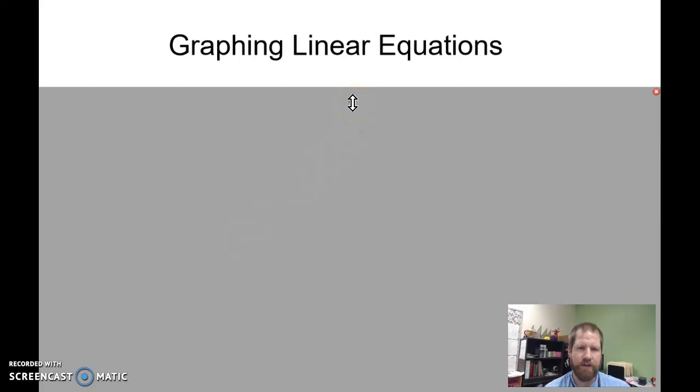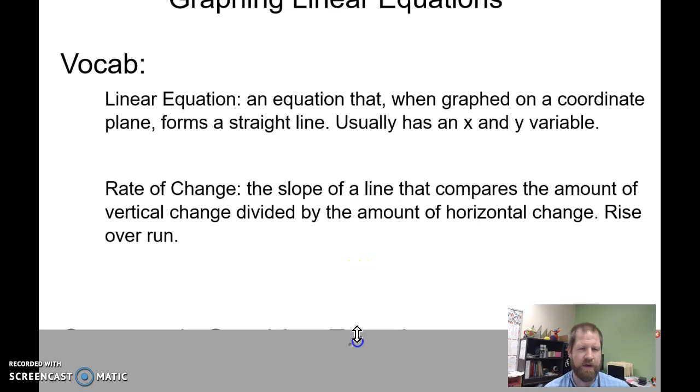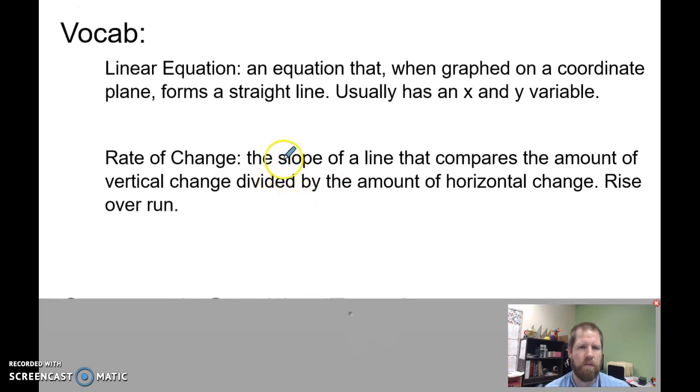Graphing linear equations. Alright, we've got two vocabulary terms. One that we've been using a lot this last chapter because we've been doing systems of equations, and we've been using linear equations for that. A linear equation is an equation where if you graphed it on a coordinate plane, it would form a straight line, and usually it has an x and a y variable. It doesn't always have to have both, but usually it will.